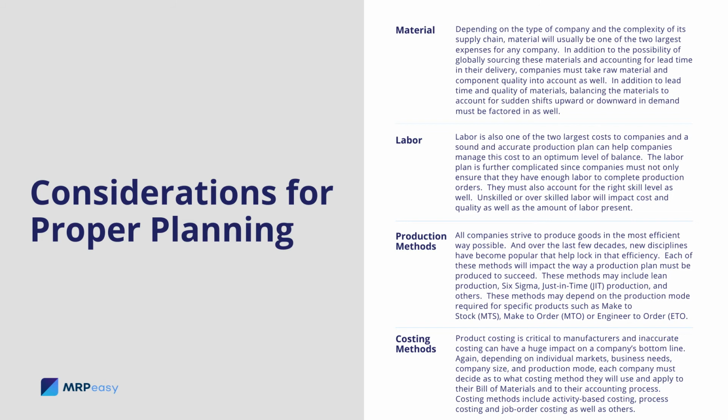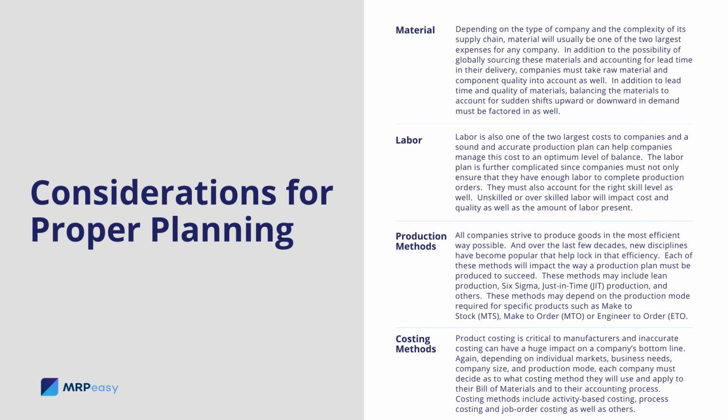Production methods. All companies strive to produce goods in the most efficient way possible. And over the last few decades, new disciplines have become popular that help lock in that efficiency. Each of these methods will impact the way a production plan must be produced to succeed. These methods may include lean production, Six Sigma, just-in-time (JIT) production, and others. These methods may depend on the production mode required for specific products, such as make-to-stock (MTS), make-to-order (MTO), or engineer-to-order (ETO).